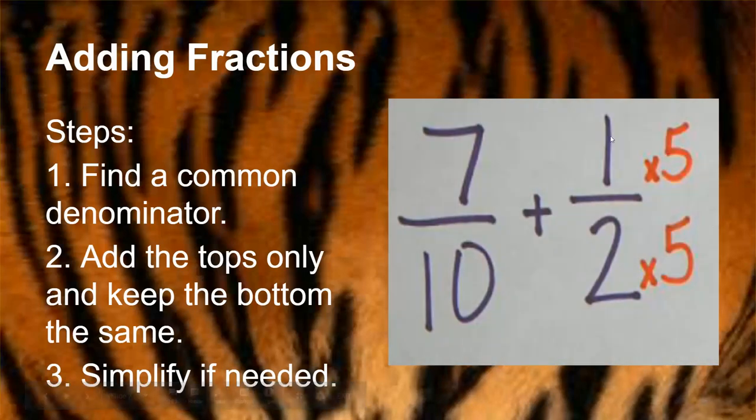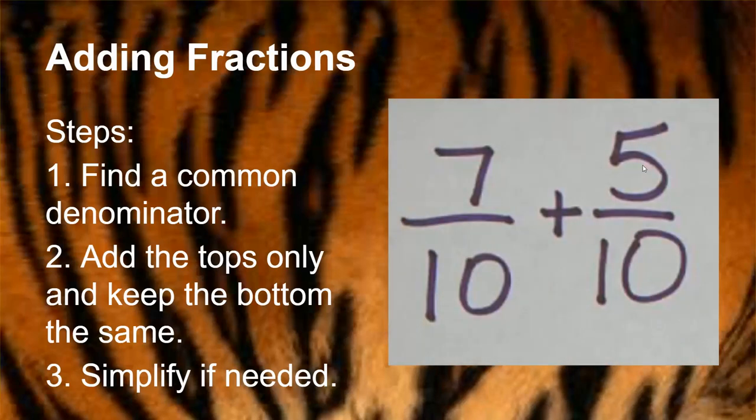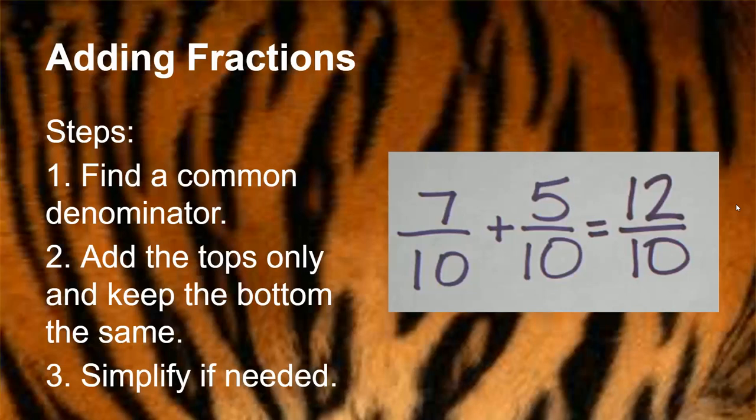We multiply the right fraction only by 5 and 5. If you do it to the top, you have to do it to the bottom. So that way the bottom will become 10 and the top will become a 5. Next, add together the tops only. The bottom stays the same. So you get 12/10. But 12/10 has 2 problems with it.